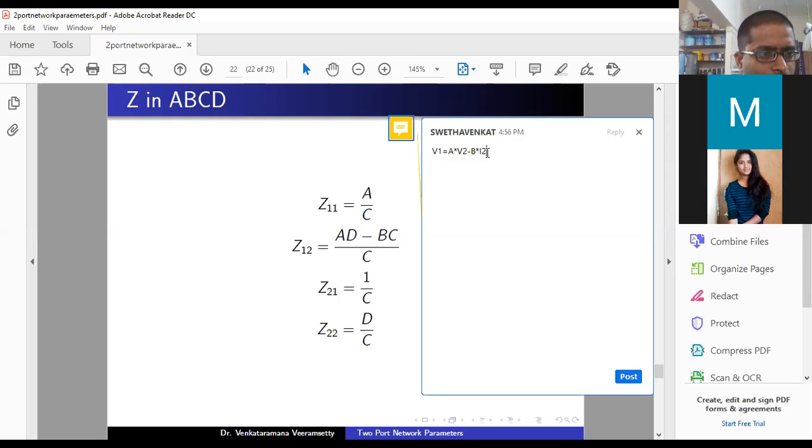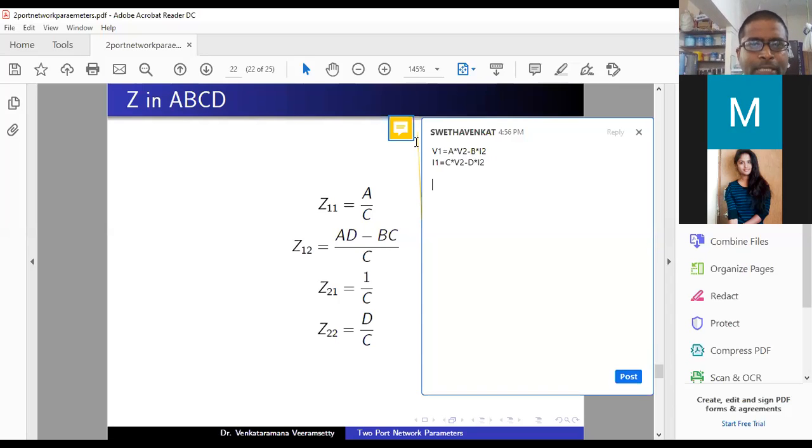Yes, sir. Okay. So again, I1 equal to C multiplied with V2 minus D multiplied with I2, right? Because I want to represent the Z parameters in terms of the ABCD parameters, first try to get the ABCD parameter equations we discussed a few days back. So V1 equal to A into V2 minus B into I2, I1 equal to C into V2 minus D into I2, right?